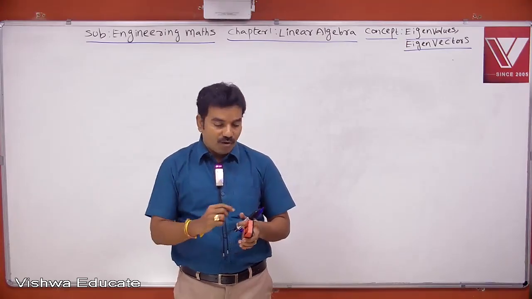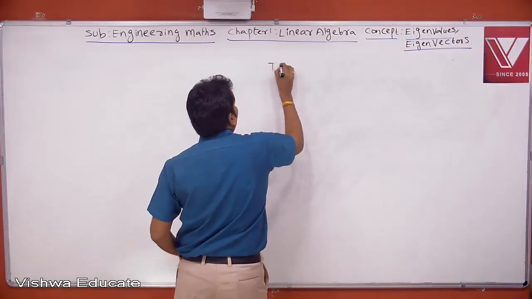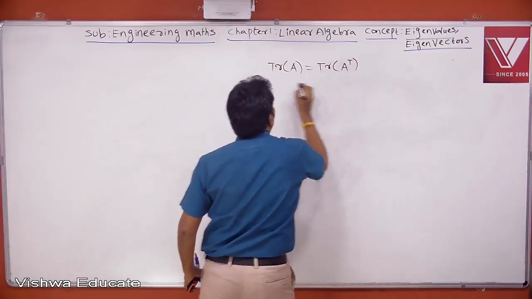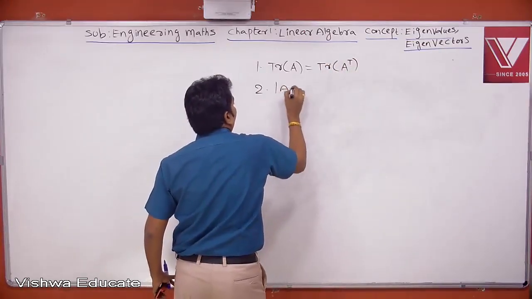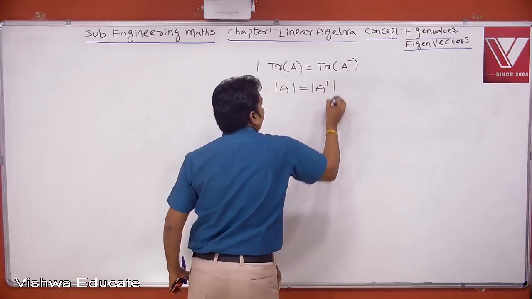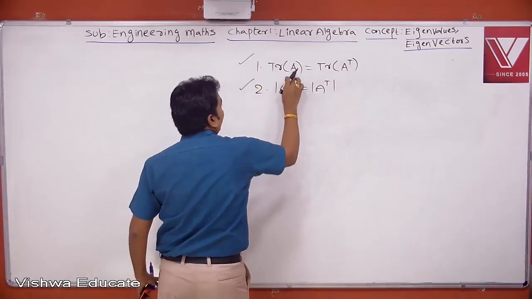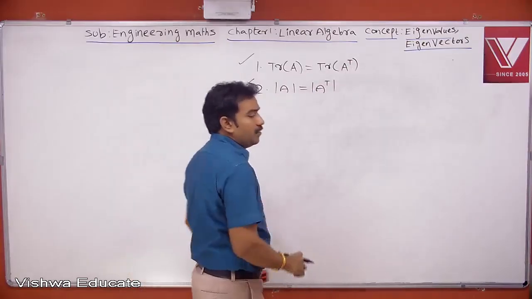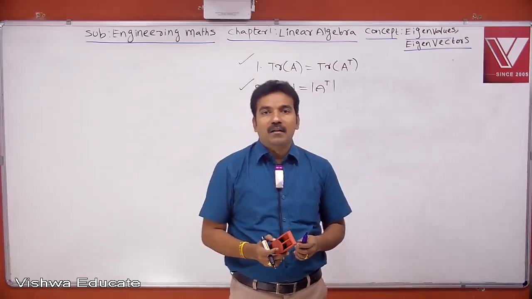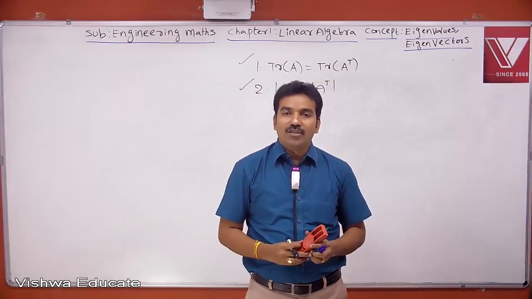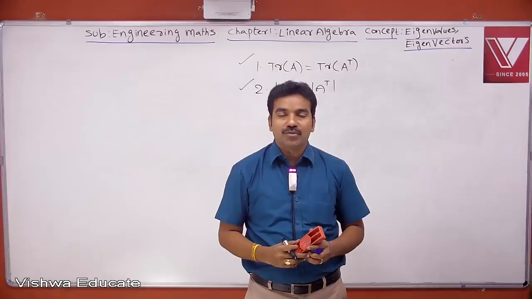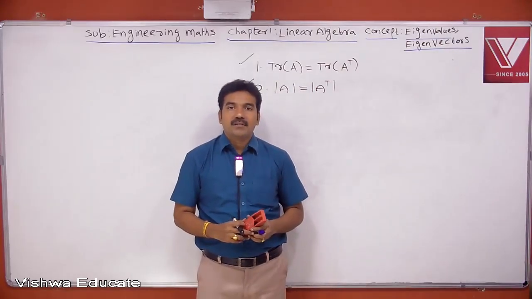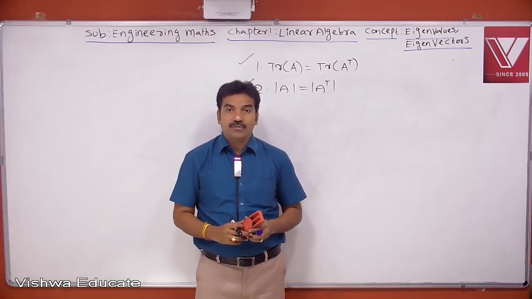So trace of A equal to trace of A transpose. This is very clear. That is point number 1. Point number 2, det of A equal to det of A transpose. So based on these 2 points, we can say that eigenvalues of A are the same as eigenvalues of A transpose. Note this point. Eigenvalues of A are the same as eigenvalues of A transpose.